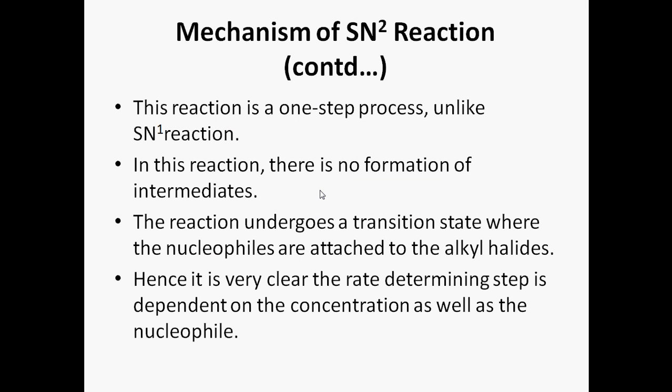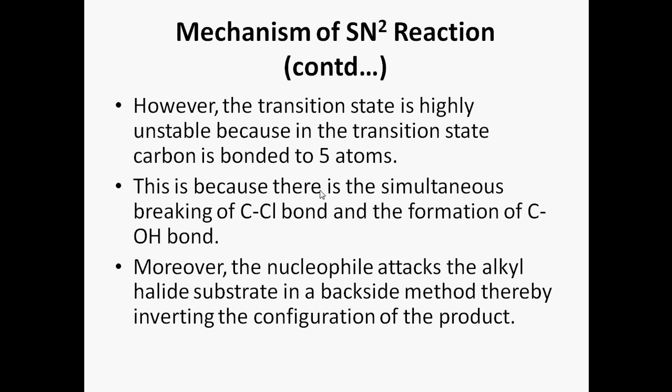This reaction is a one-step process, unlike the SN1 reaction. In this reaction, there is no formation of an intermediate, as I told you. The reaction undergoes a transition state where the nucleophile is attached to the alkyl halide, and hence it is very clear the rate determining step depends on the concentration of the substrate as well as the nucleophile. However, the transition state is highly unstable because in the transition state carbon is bonded to 5 atoms.